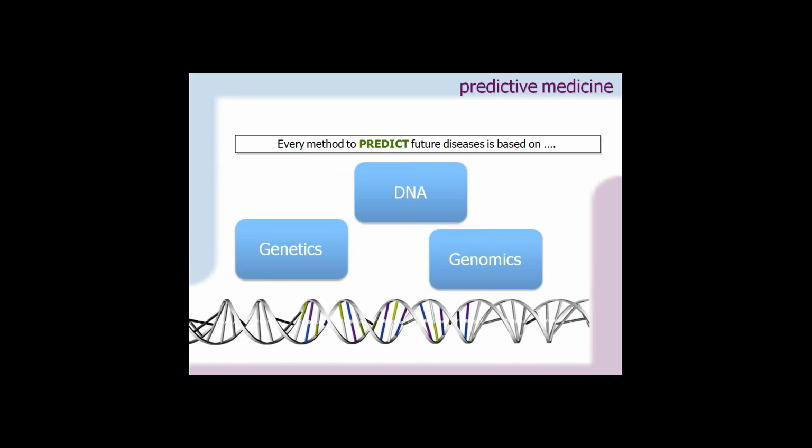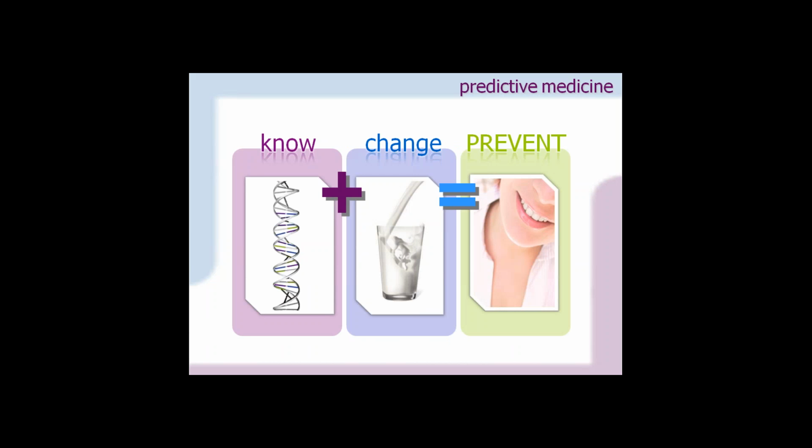Every method to predict future diseases is based on genetics, genomics, and DNA studies. The more we know the information contained in our genetic background, the better we can adapt the environment and prevent the disease. So this know, change, prevent is the basis of predictive medicine.